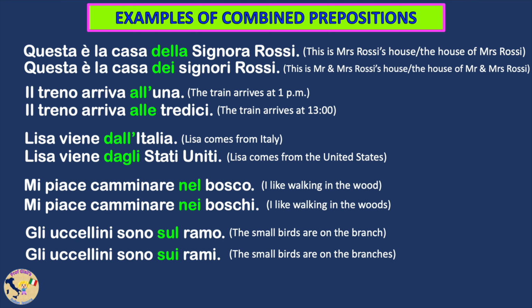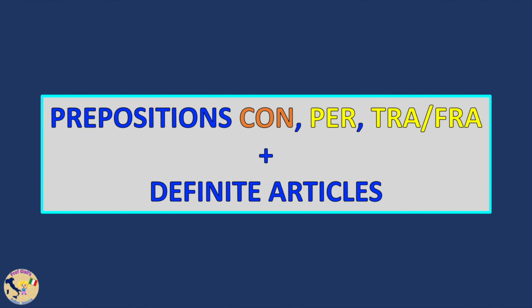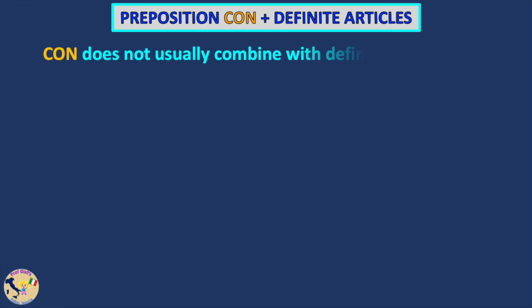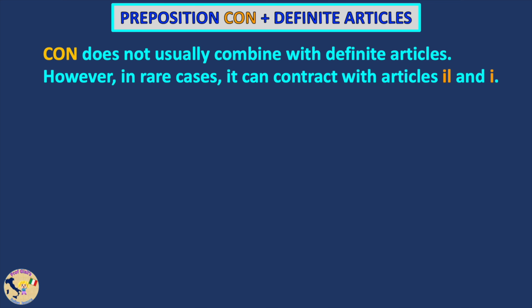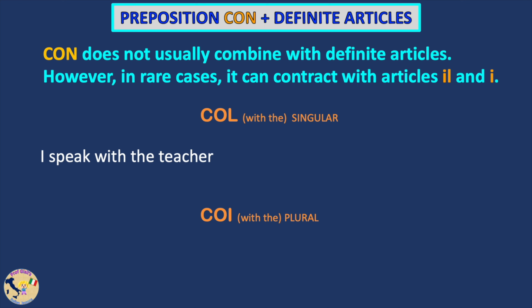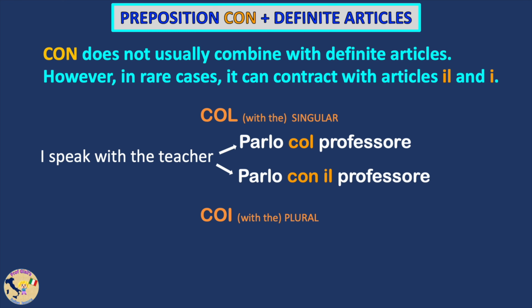Before practicing combined prepositions, let's see how simple prepositions con, per, tra and fra behave when followed by definite articles. Preposition con does not usually combine with definite articles. However, in rare cases, it can contract with articles il and i to produce combined prepositions col and coi. So, for instance, the sentence "I speak with the teacher" can be translated into Italian in two different ways. Parlo col professore, parlo con il professore.